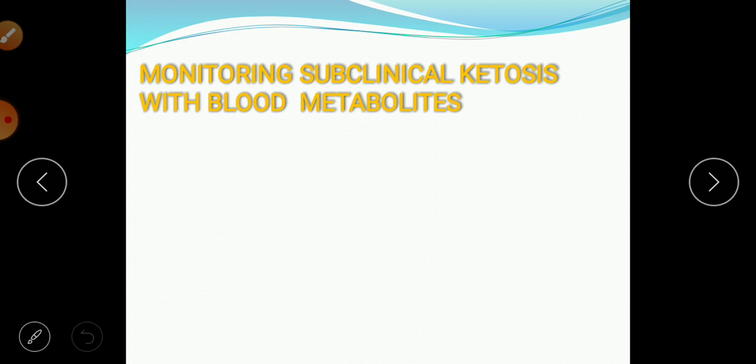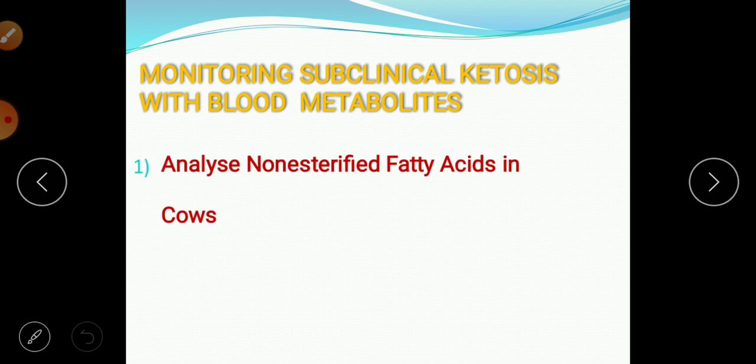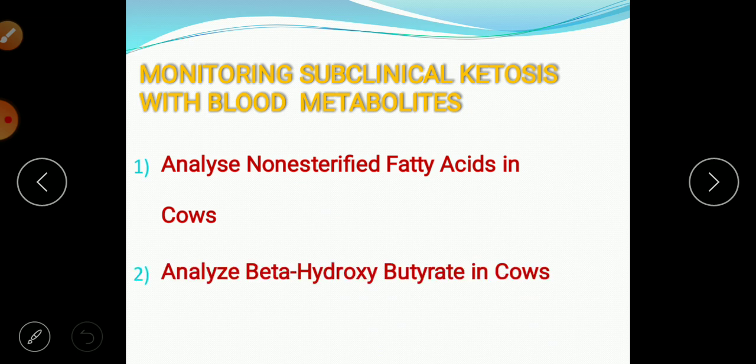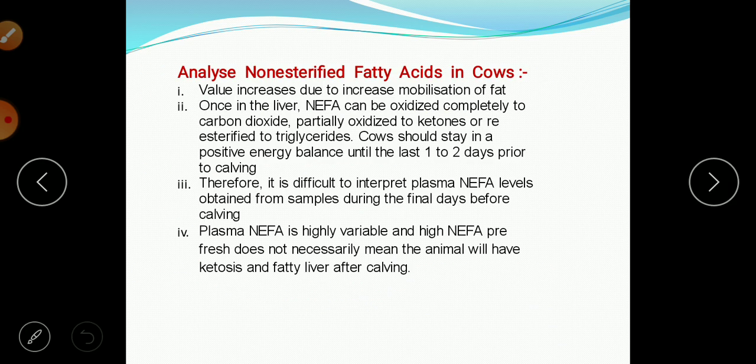Monitoring subclinical ketosis with blood metabolites: we have to detect and analyze the ketone bodies in the blood, and quantify them so that we can know the levels of the ketone bodies in the blood as well as urine. As we told, beta hydroxybutyrate in cows holds the most significant clinical features as well as being the main diagnostic tool to detect subclinical ketosis.